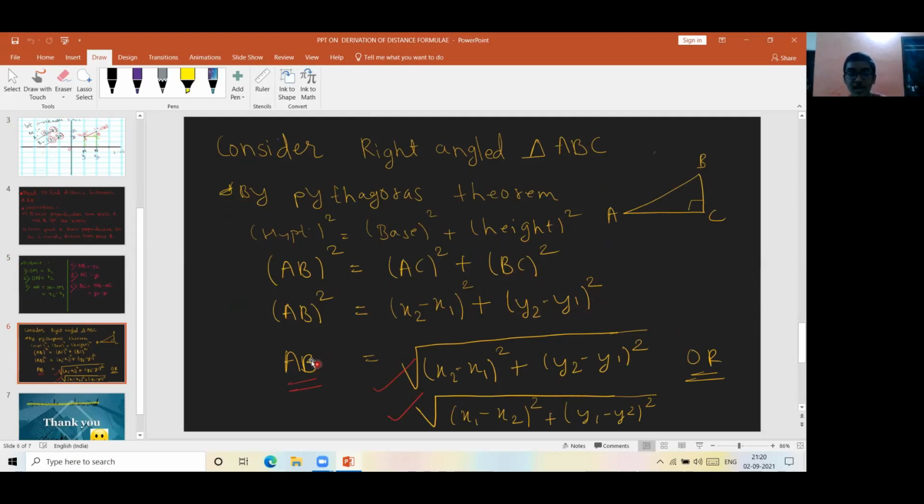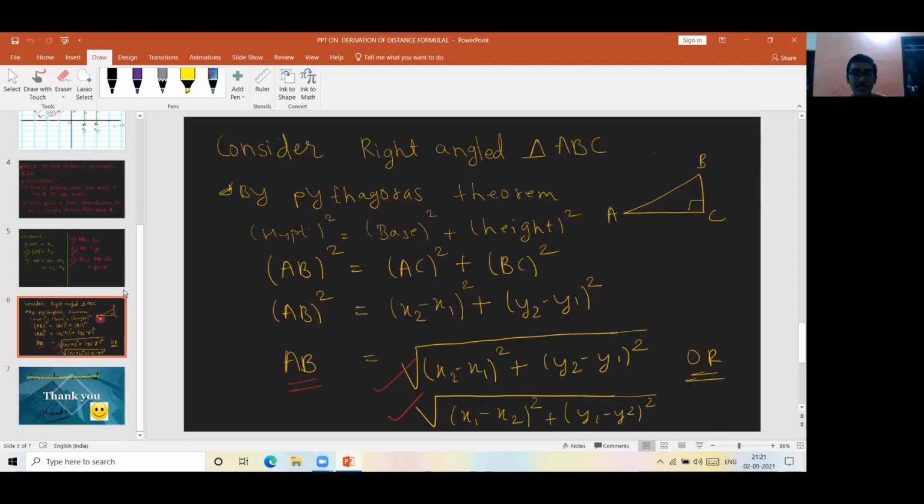Now we will simplify this equation. Here we have a square; if we send the square to the right hand side, it becomes a square root. So AB is equal to the square root of (x2 minus x1) whole square plus (y2 minus y1) whole square. Or we can also write this formula as the square root of (x1 minus x2) whole square plus (y1 minus y2) whole square. We can interchange x1 and x2, that is your choice.